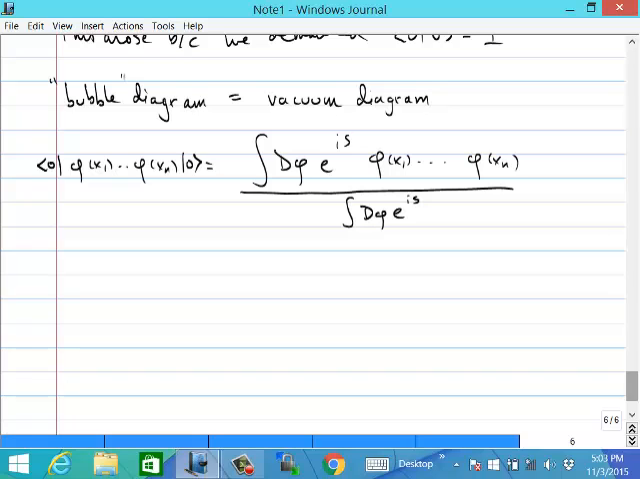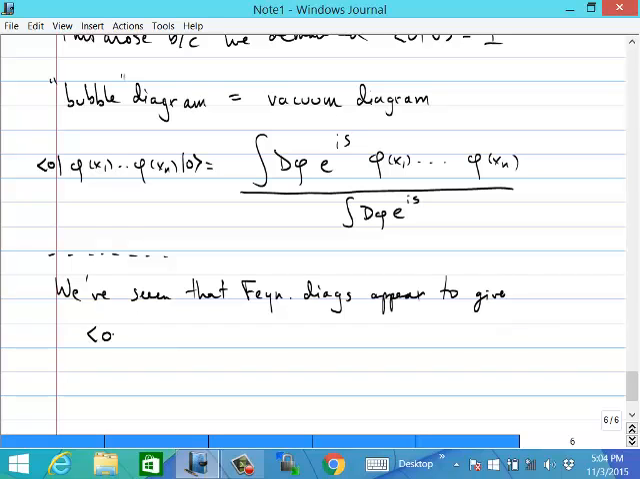So we just managed to get rid of an infinite number of Feynman diagrams. Okay, that was good. Let's get rid of another infinite class of Feynman diagrams. You've seen that the Feynman diagram expansion appears to contribute to one-point functions of the form expectation value of phi in the vacuum state.